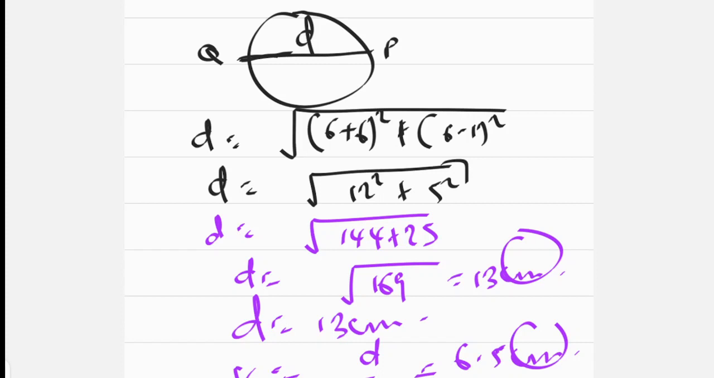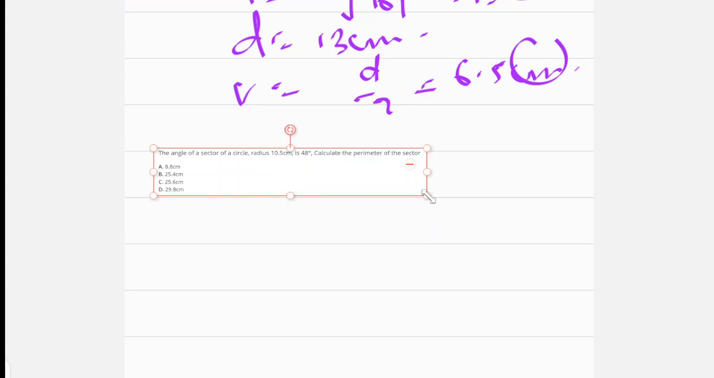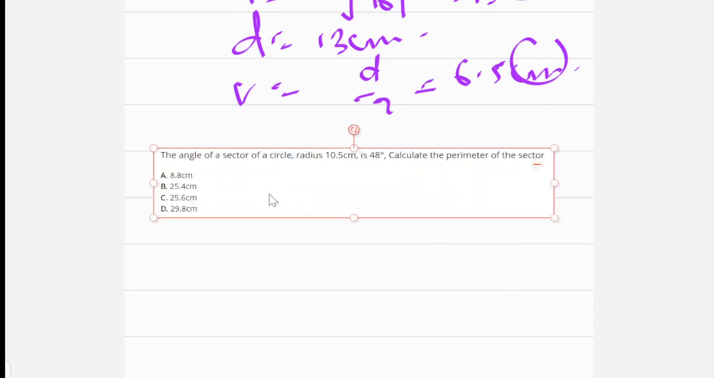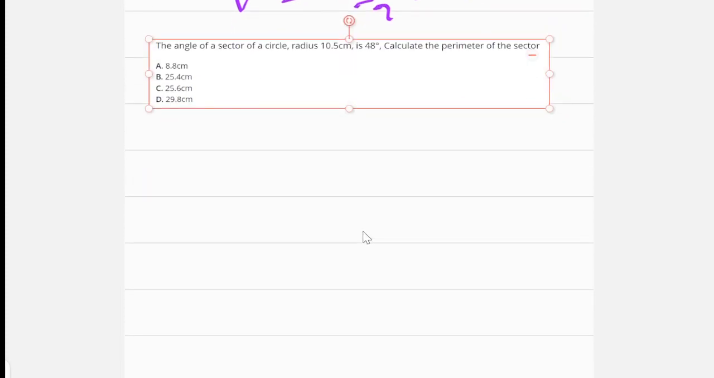That is not difficult to do as well. So you have that the angle of a sector of a circle whose radius is 10.5 centimeter is 48 degrees. Let me bring the question here so that you see it clearly. The radius is 10.5 centimeter.